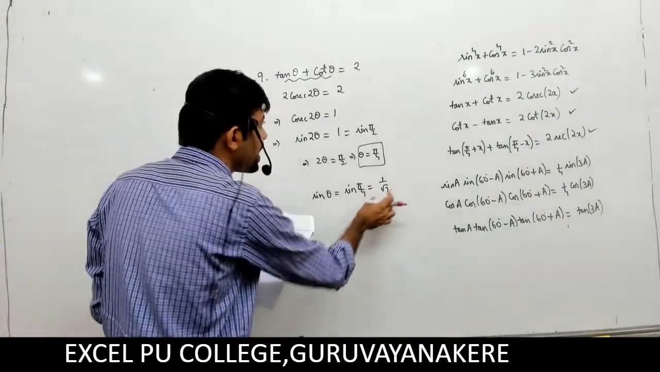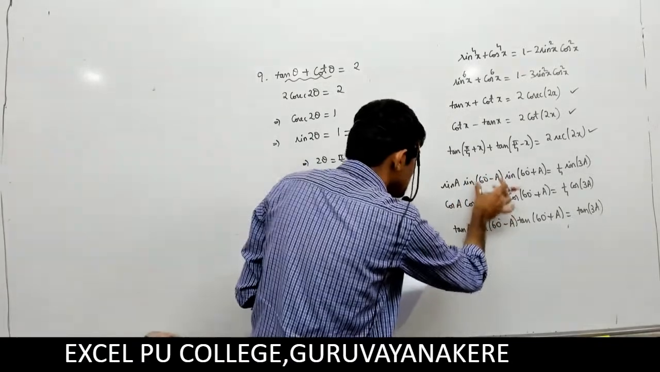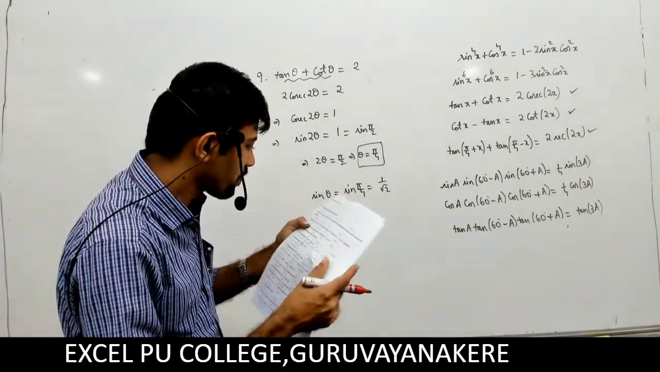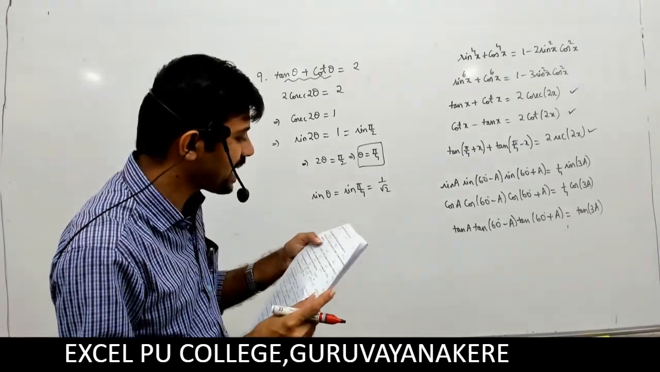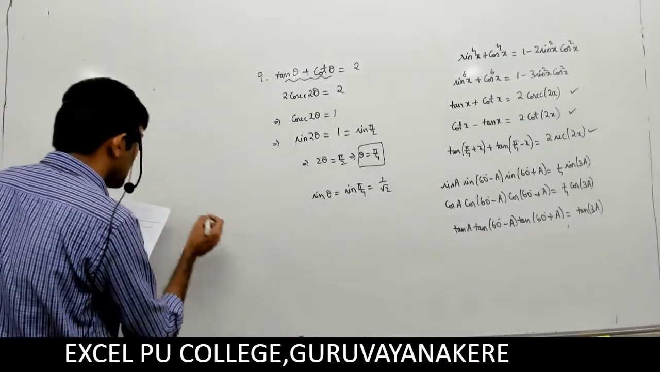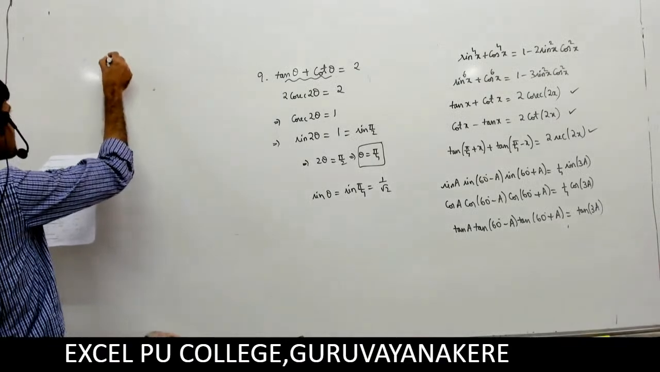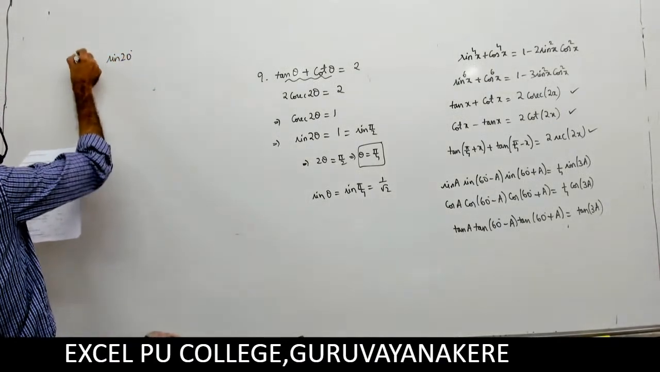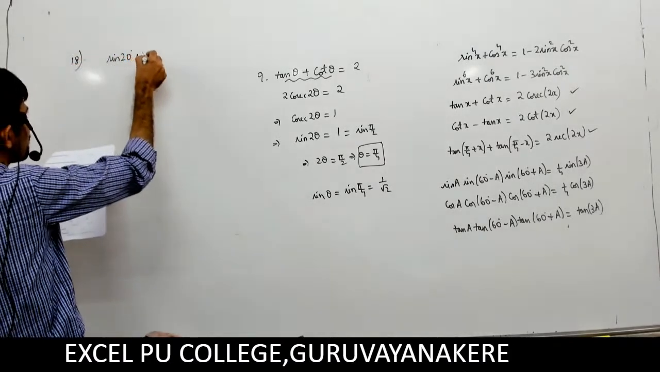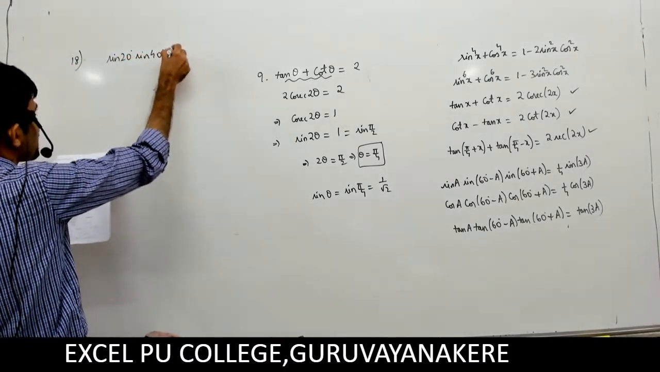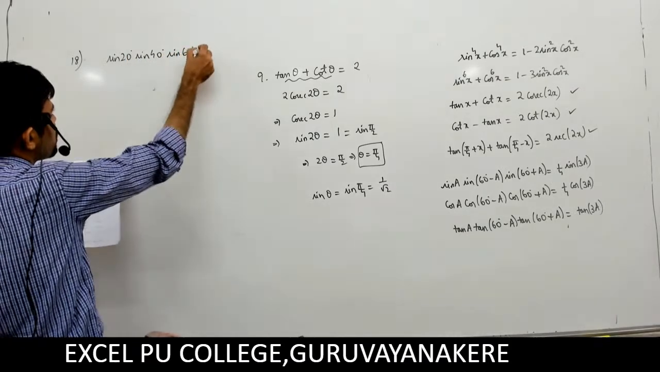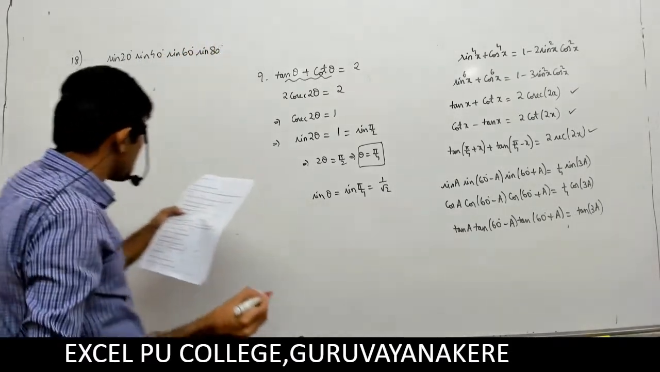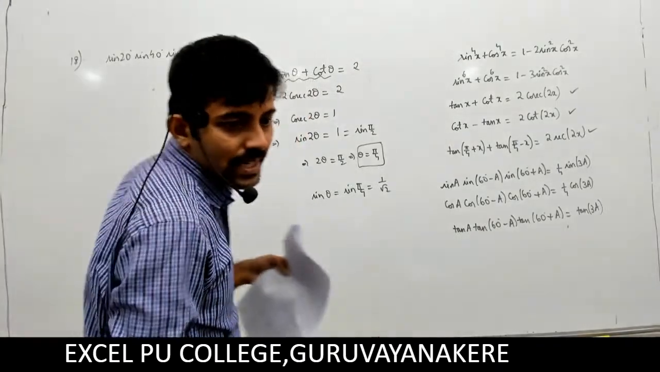Okay. And questions based on this concept is, see, it is present in question number 18. See, question number 18. The value of sin 20, sin 40, sin 60, sin 80. I'll come back to those remaining questions. Just finish off this. Sin 20, sin 40, sin 60 into sin 80.